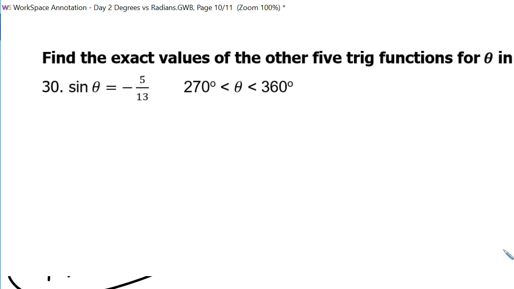Now they're going to change it up on us. Now they don't give us a point, but they tell us to find the exact values of the other 5 trig functions. So they're giving us one of the trig functions. We have to find the other 5. They tell us that theta is in standard position. So we need to start with a diagram.